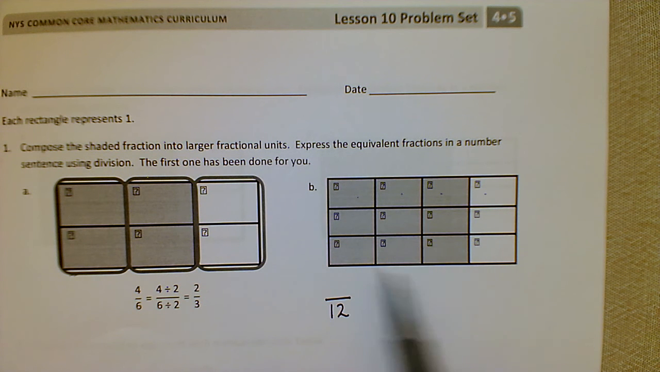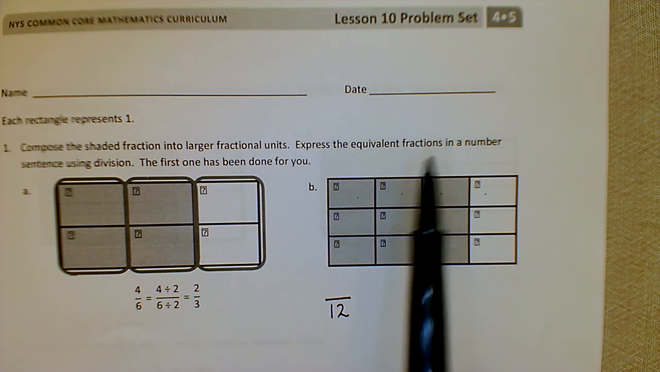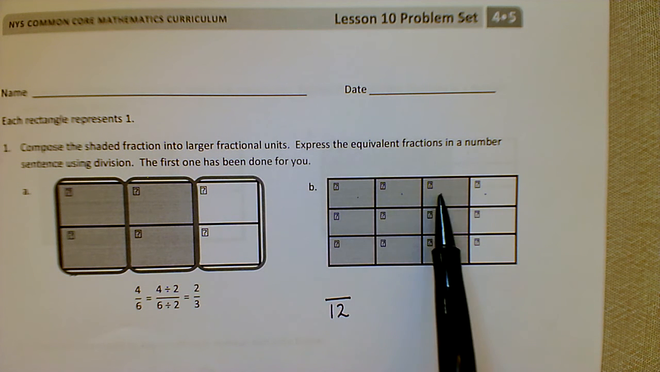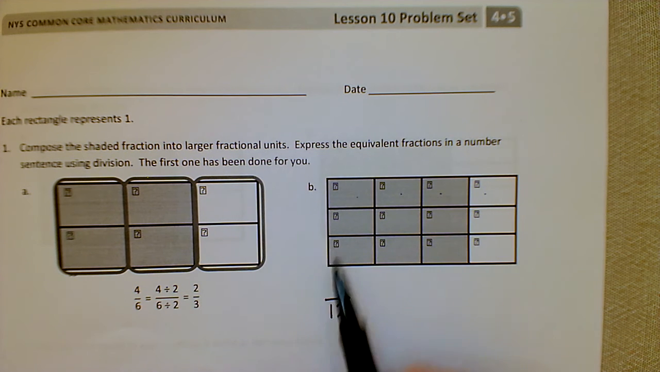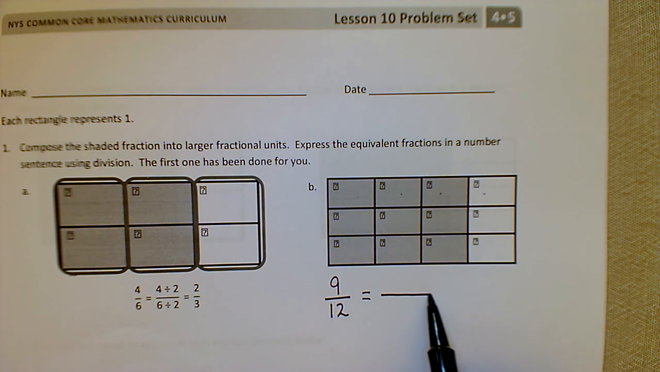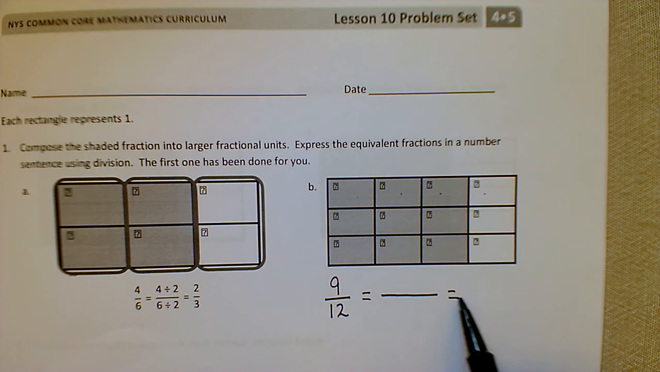So the numerator is going to be the number that is shaded. Remember, it represents what we have or what is shaded. In this case, we have 1, 2, 3, 4, 5, 6, 7, 8, 9. Now, we have to think, what are some ways that we could group this? How many pieces are going to be in each group? How many groups can we make? So let's take a look here.